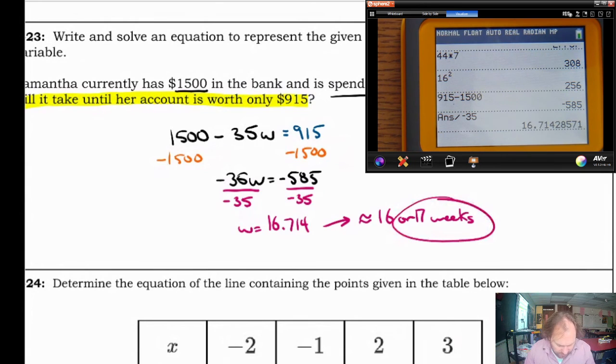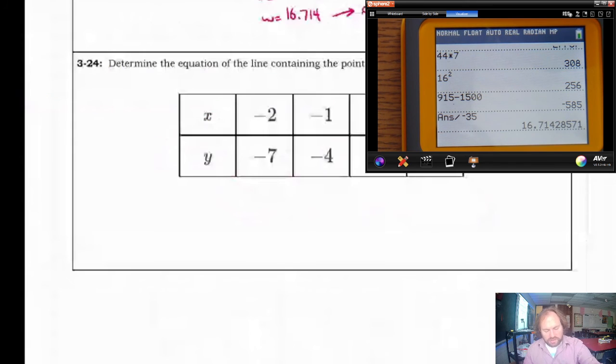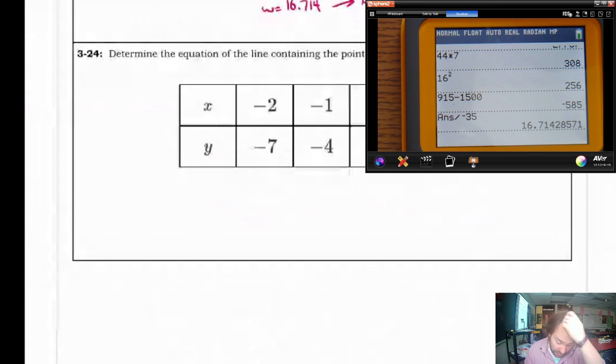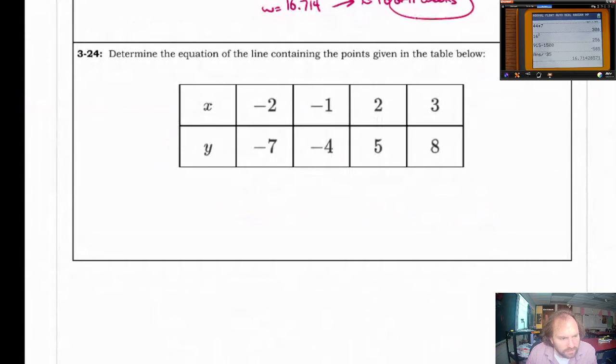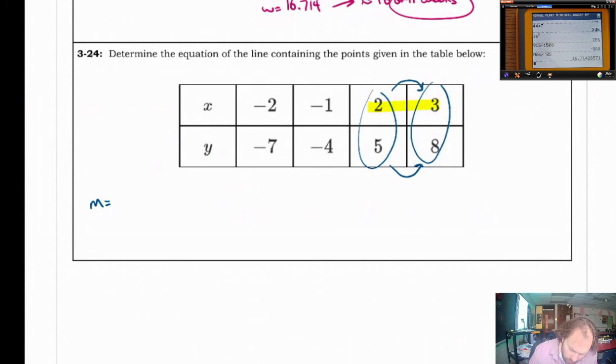But okay. 324, determine the equation of the line containing the points given in the table below. Again, when we're determining the equation of the line, all we really need to figure out is the m and the b. So m is going to be the slope, and we can find the slope really easily on this. You can choose any pair of points, but I would choose these two because they're only one apart from each other on x. I noticed that right away. So x is increasing by 1, and y is increasing by 3.